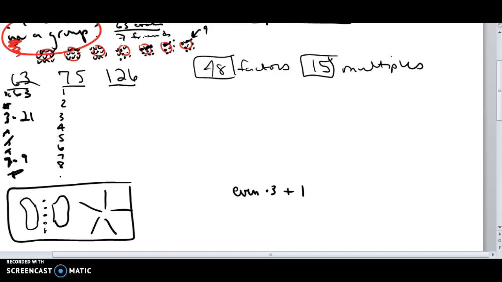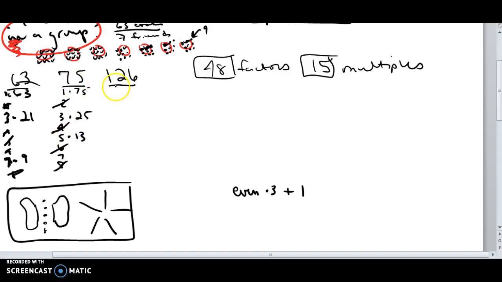Okay, 9 times 9 is 81. That's too big, so 8 is good enough. Again, 1 works. 2, it's not even, so none of the even numbers will work. 3, add up the digits, so 7, and that adds up to 12, so 3 works. 5, it ends in a 5, so that works.